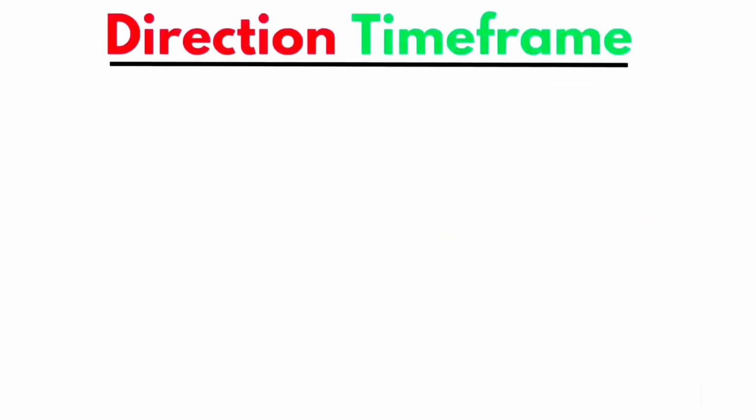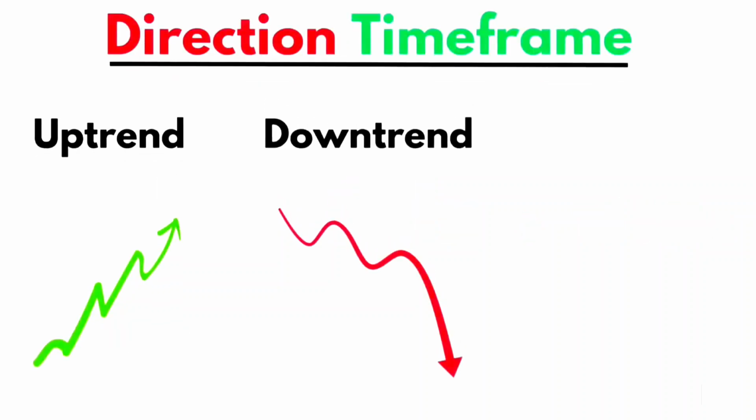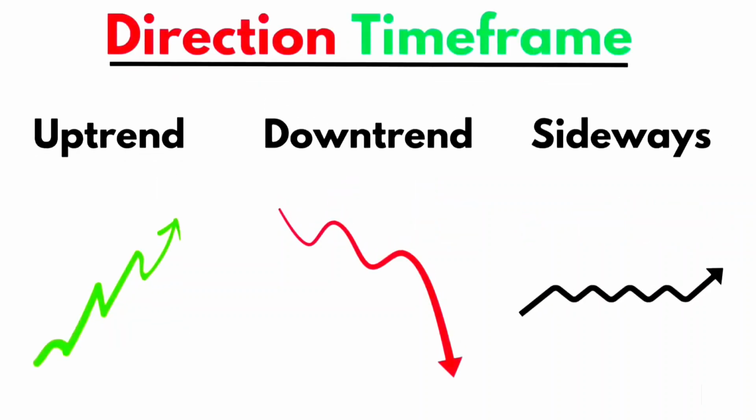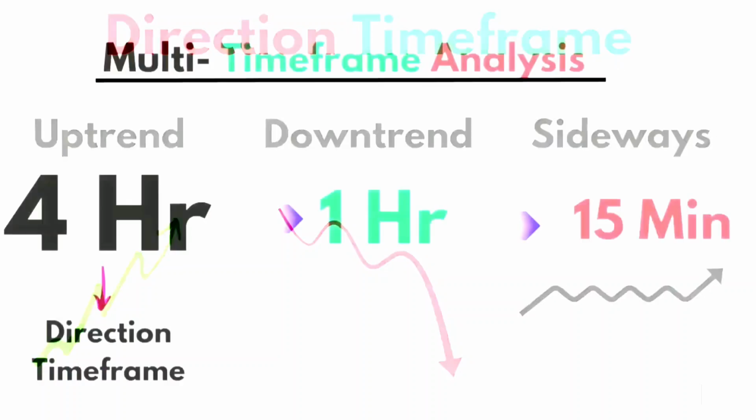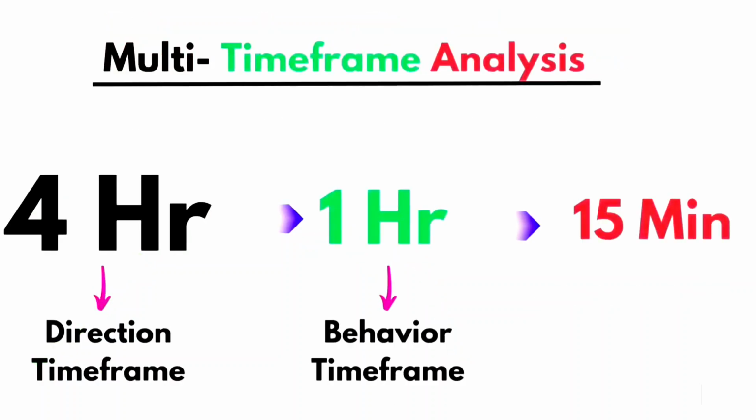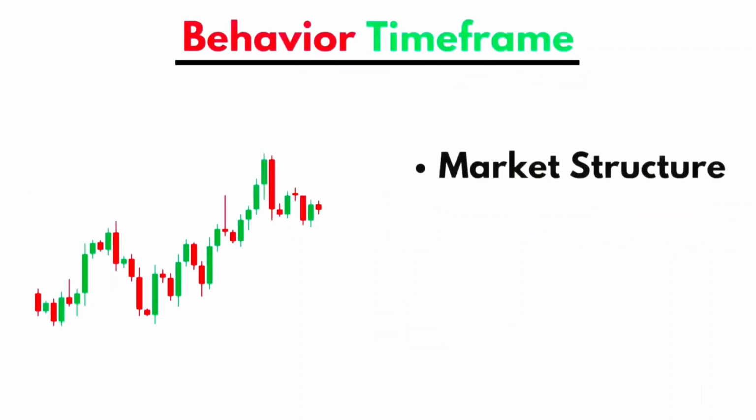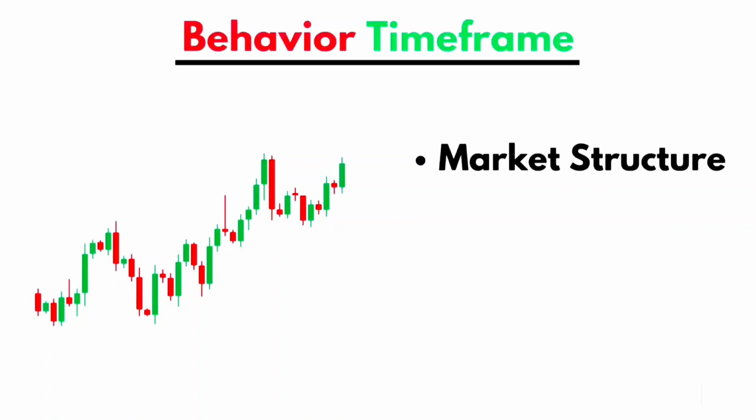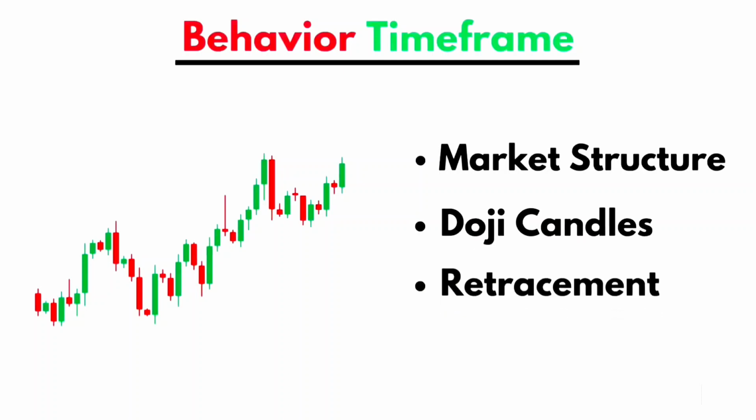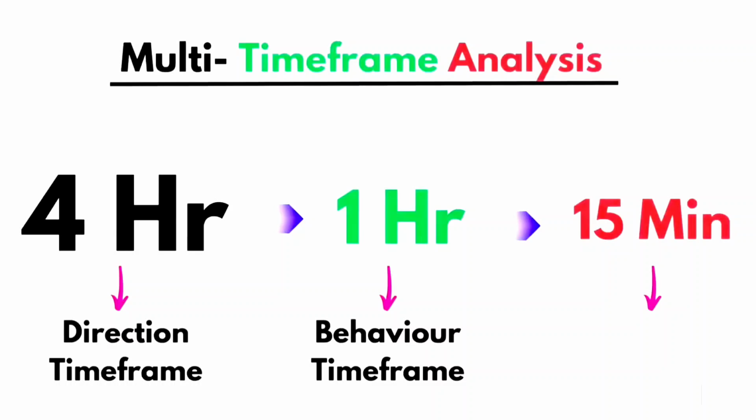That is, you observe whether the price is going up, going down, or moving sideways, which gives you an idea of the overall trend. The second time frame is the behavior time frame, which explains the price behavior in detail. This means you look at the price momentum, whether the market structure is breaking or not, whether weak rejections or doji candlesticks are appearing, and whether the market is retracing or not. The third and final time frame is the entry time frame, in which you actually enter the trade.